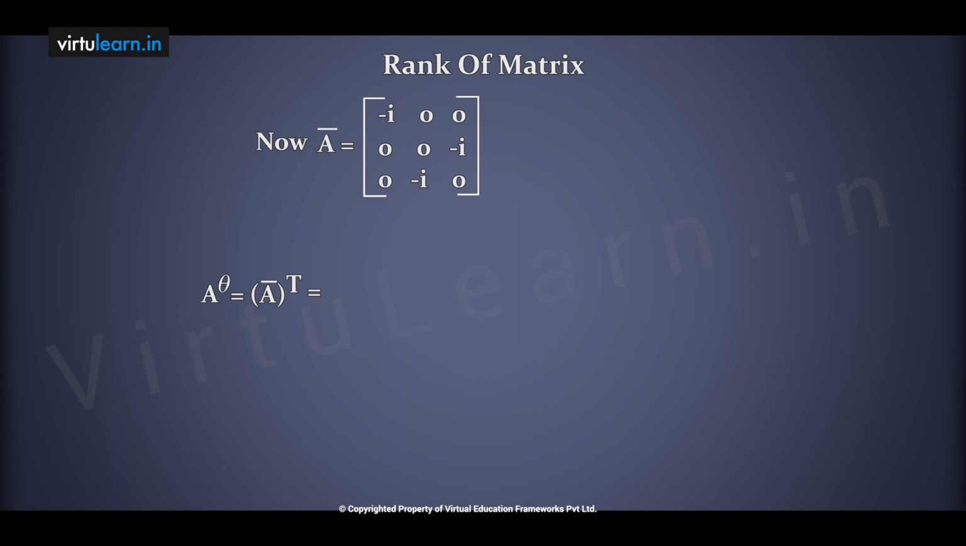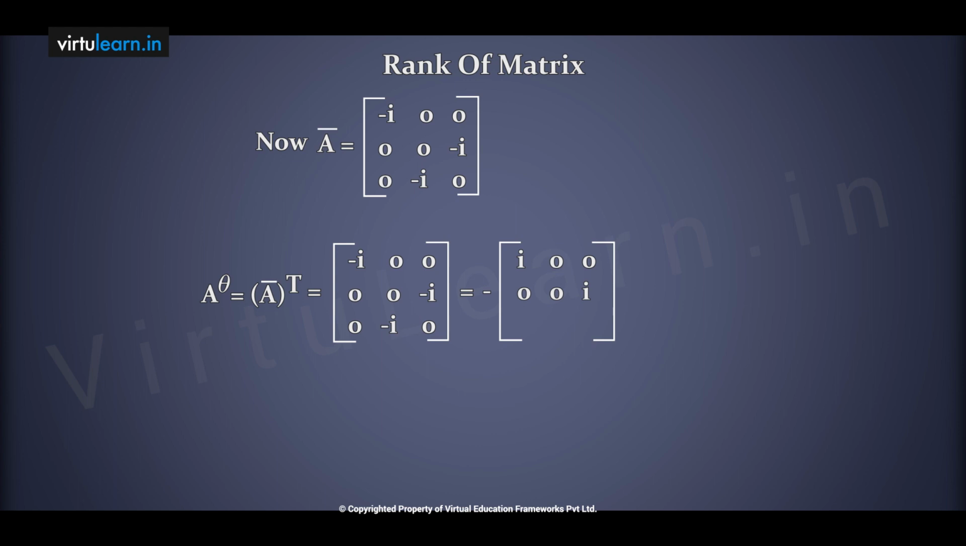Now conjugation is over. Now you should transpose the above matrix, meaning interchange the rows and columns, that is A power theta, which equals A bar whole transpose. When you interchange rows and columns, the resultant matrix will be minus i 0 0, 0 0 minus i, 0 minus i 0. That equals minus times the matrix with i 0 0, 0 0 i, 0 i 0, which is nothing but minus A. Therefore, A power theta equals minus A. A is a skew Hermitian matrix.